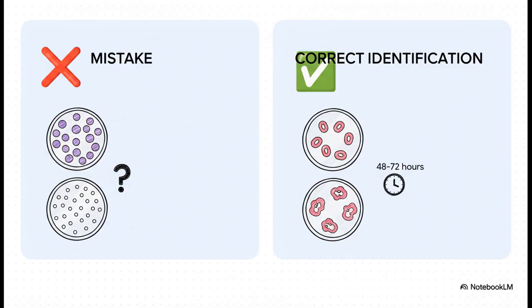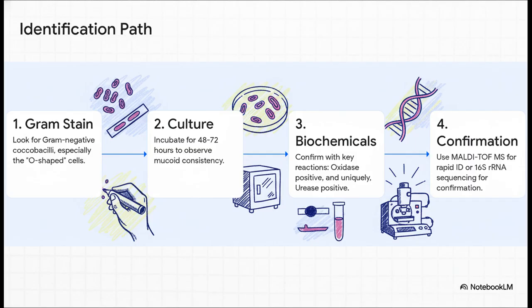And second, and this is a huge one, after 24 hours, the colonies look exactly like your run-of-the-mill coag-negative staph, just small white non-hemolytic dots. It is so easy to just write them off as contamination. And that's exactly why you need a system.